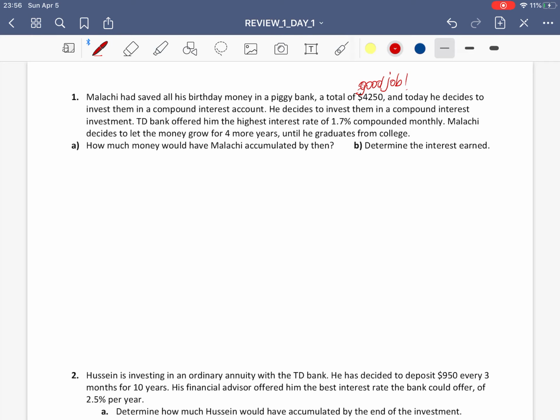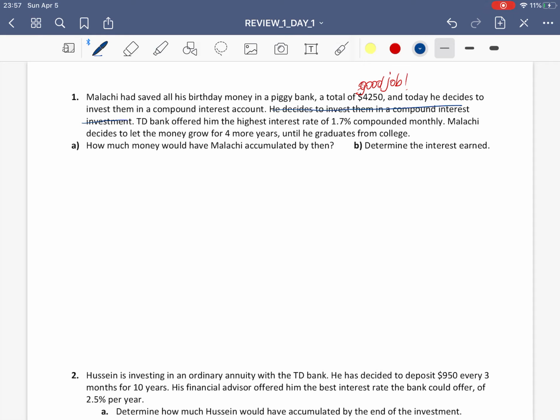And today he decides to invest them in a compound interest account. TD Bank has offered him the highest interest rate of 1.7%. Seems that Malachi has been shopping around. So 1.7% is compounded monthly. And Malachi decides to let the money grow for 4 years until he graduates from college.